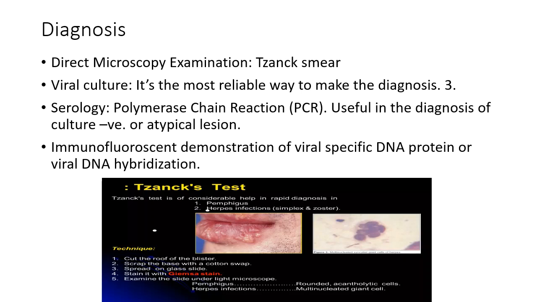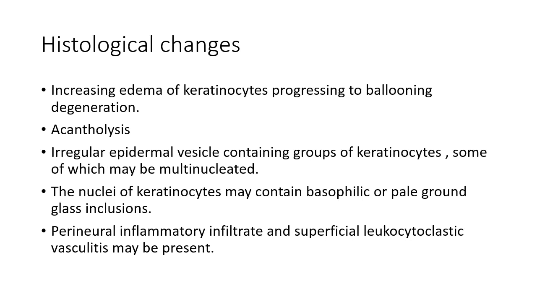Histological changes: there is increasing edema of the keratinocytes progressing to ballooning degeneration. There is acantholysis, and an irregular epidermal vesicle containing groups of keratinocytes, some of which may be multinucleated. The nuclei of keratinocytes may contain basophilic or pale ground glass inclusions. Perineural inflammatory infiltrate and superficial leukocytoclastic vasculitis may be present. The below picture shows the multinuclear giant cells and the conspicuous pale staining inclusions, as you can see.